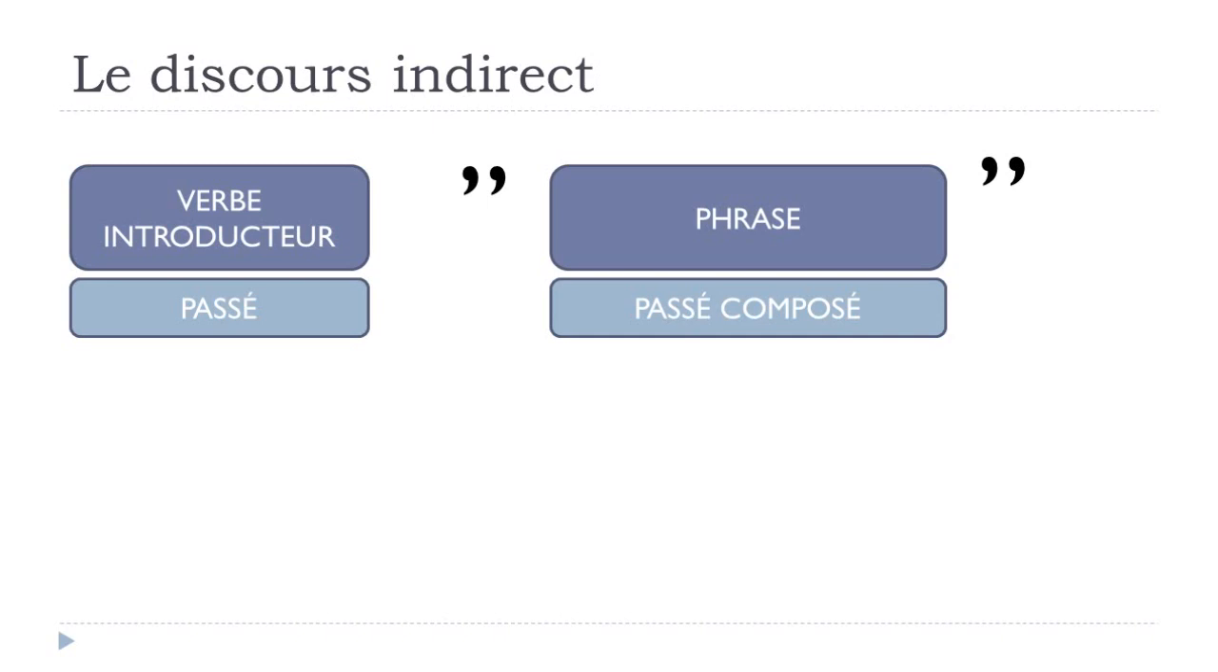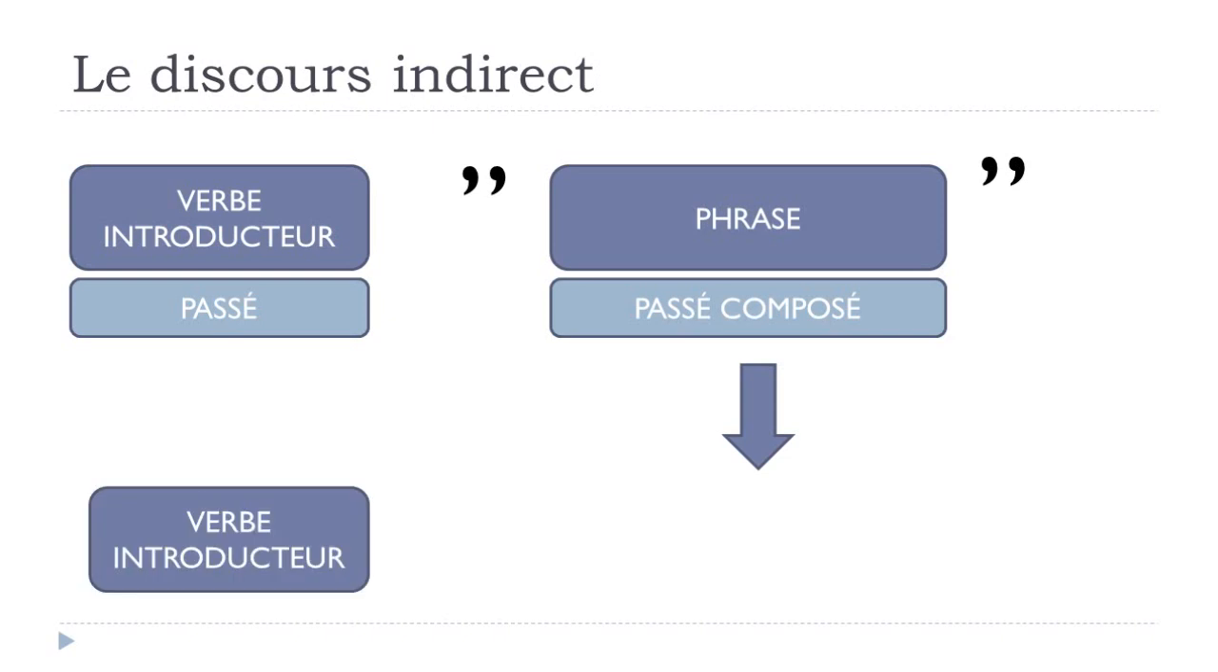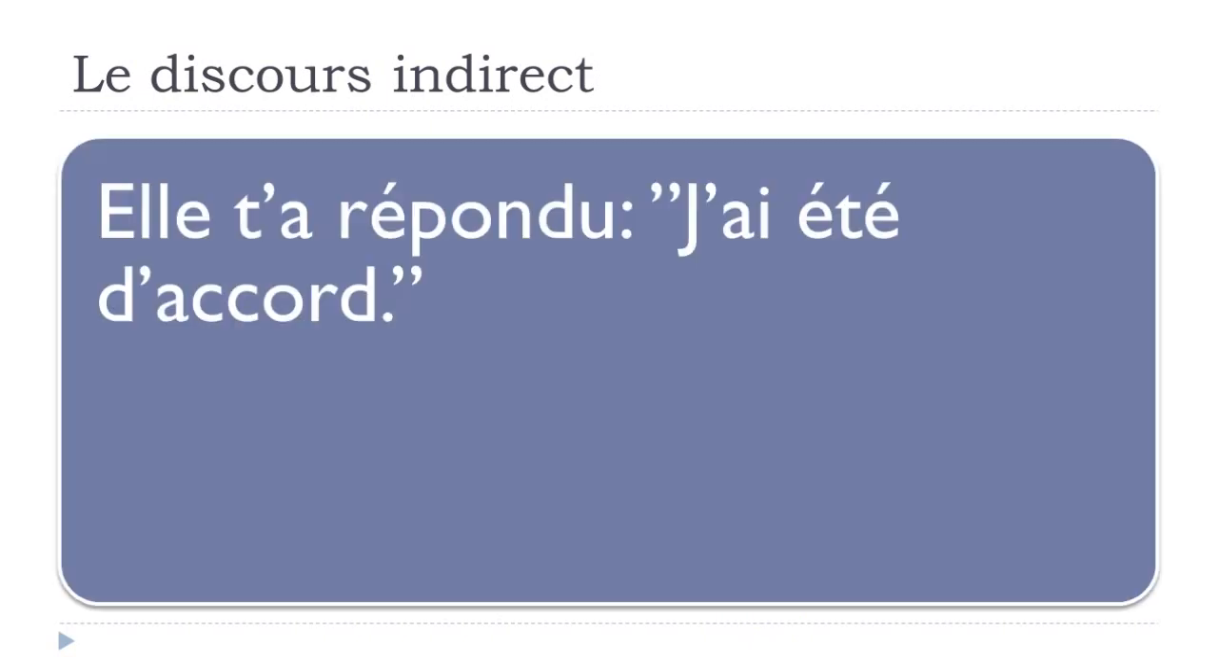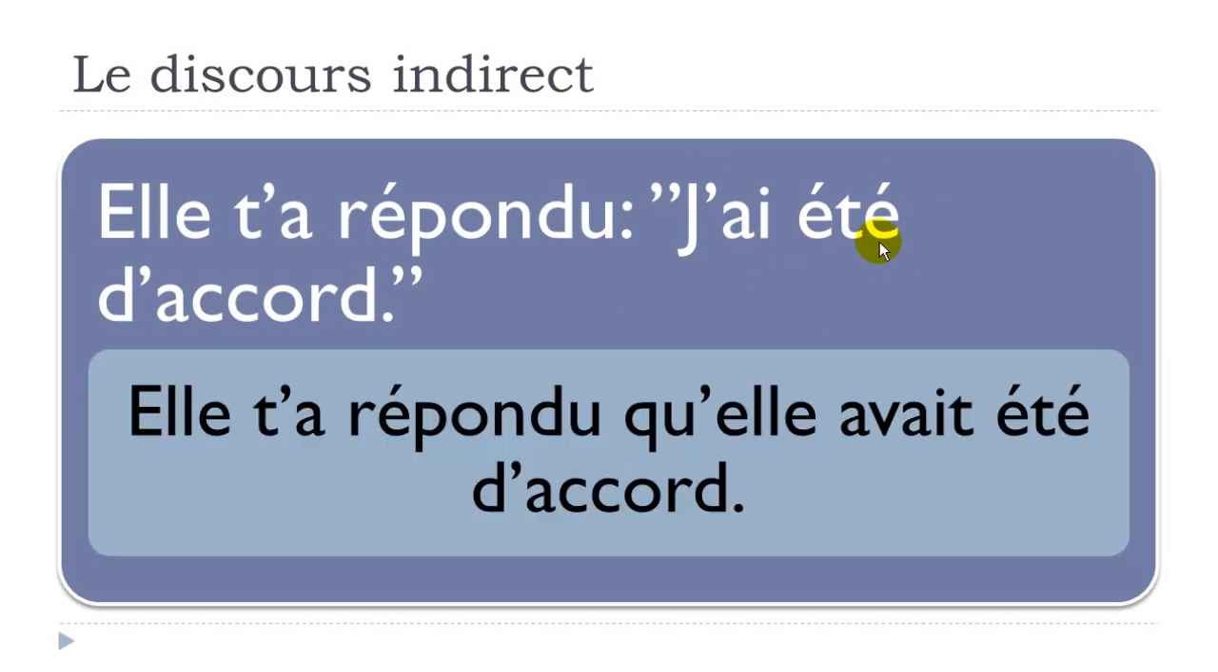and we've got in the second part le passé composé. Well, of course, the first part will stay the same as we saw, but then this passé composé form will become plus que parfait. And let's have a look. Elle t'a répondu, j'ai été d'accord, okay? And so, j'ai été, this is the passé composé, that's the thing that we'll have to change, and modify, and put it, like here, elle avait été, at the plus que parfait. So we get, elle t'a répondu qu'elle avait été d'accord.